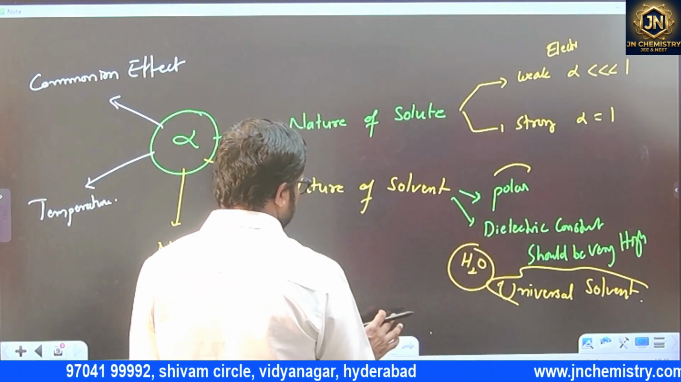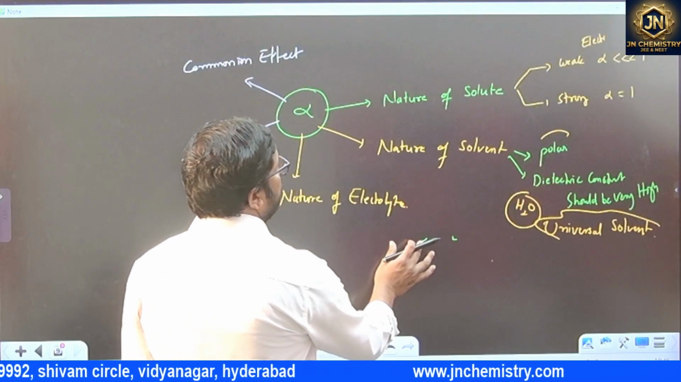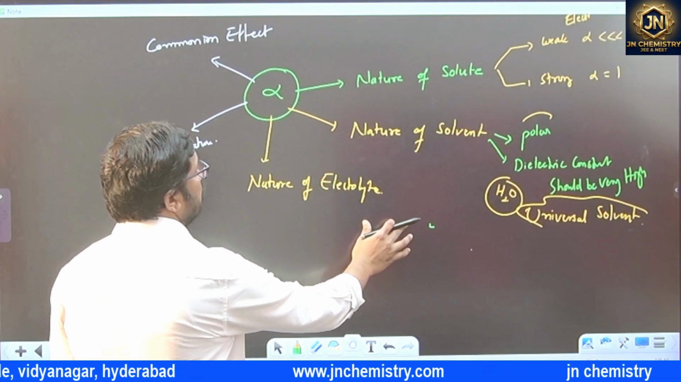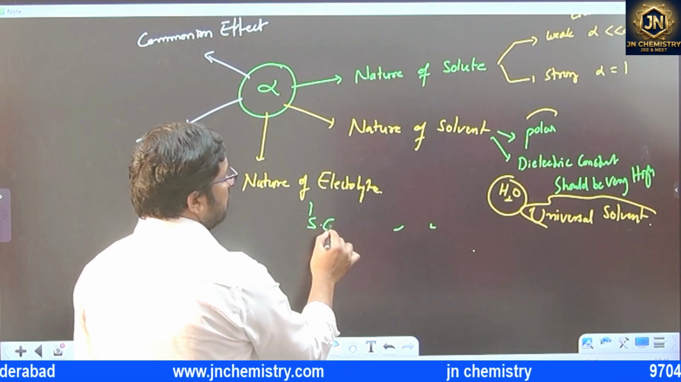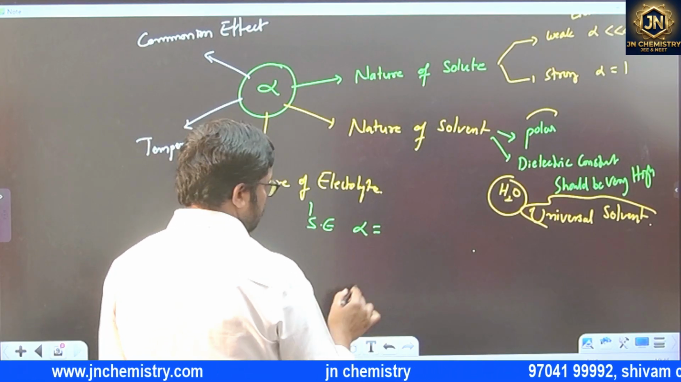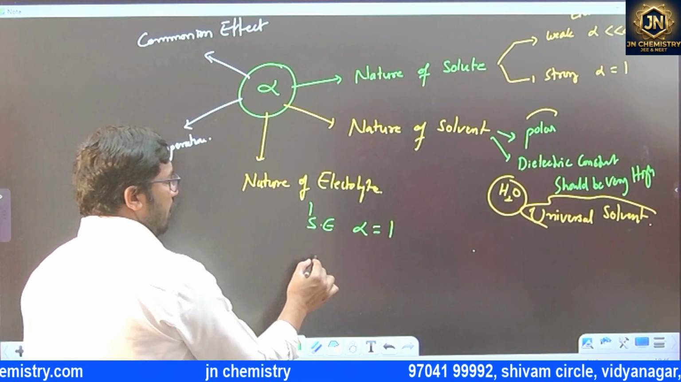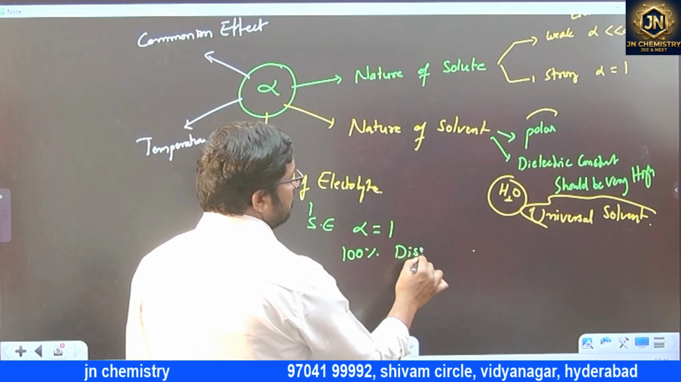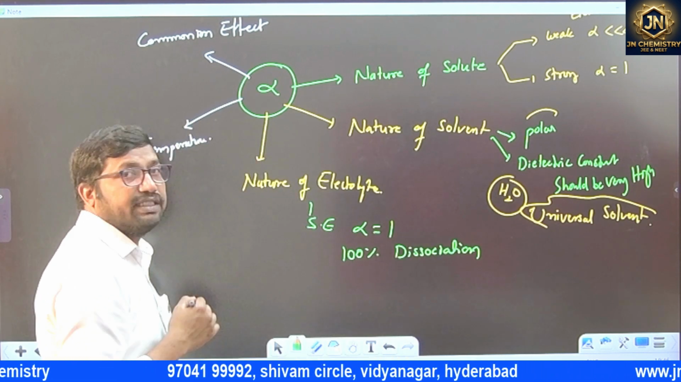Nature of electrolyte. I already told you, if it is a strong electrolyte, alpha is equal to 1, which means 100% dissociation takes place.